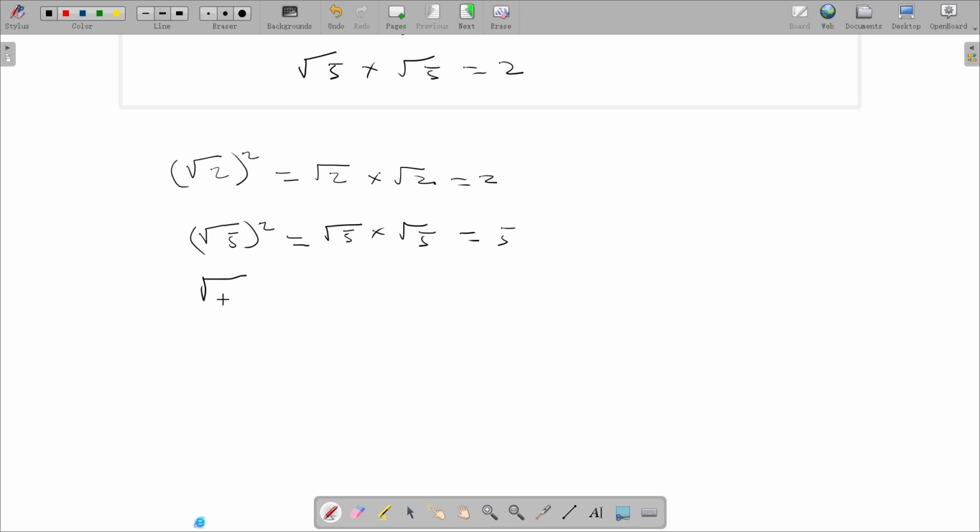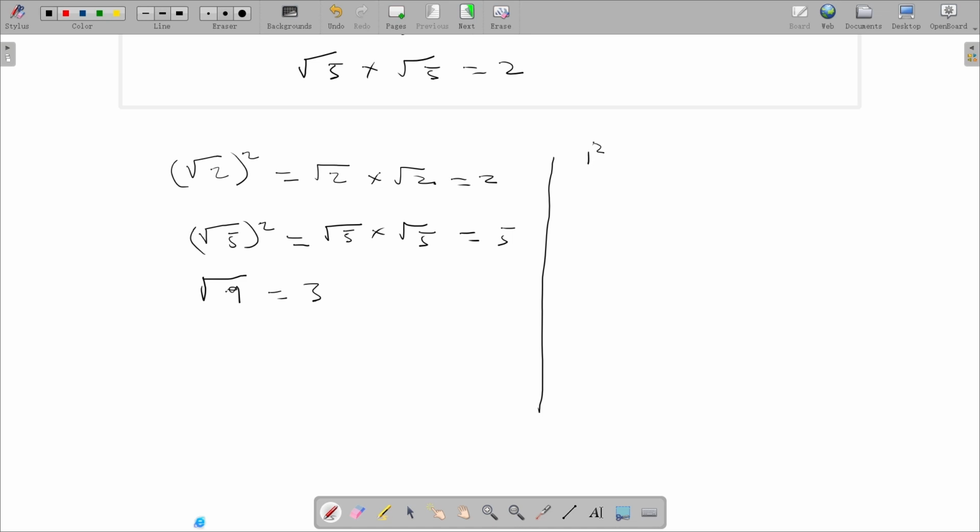Now, square root of 9 is simply 3. Why is this so? Well, one thing that really helps in simplifying surds is knowing your square numbers. Let's try and practice our square numbers here. Let's do it together.